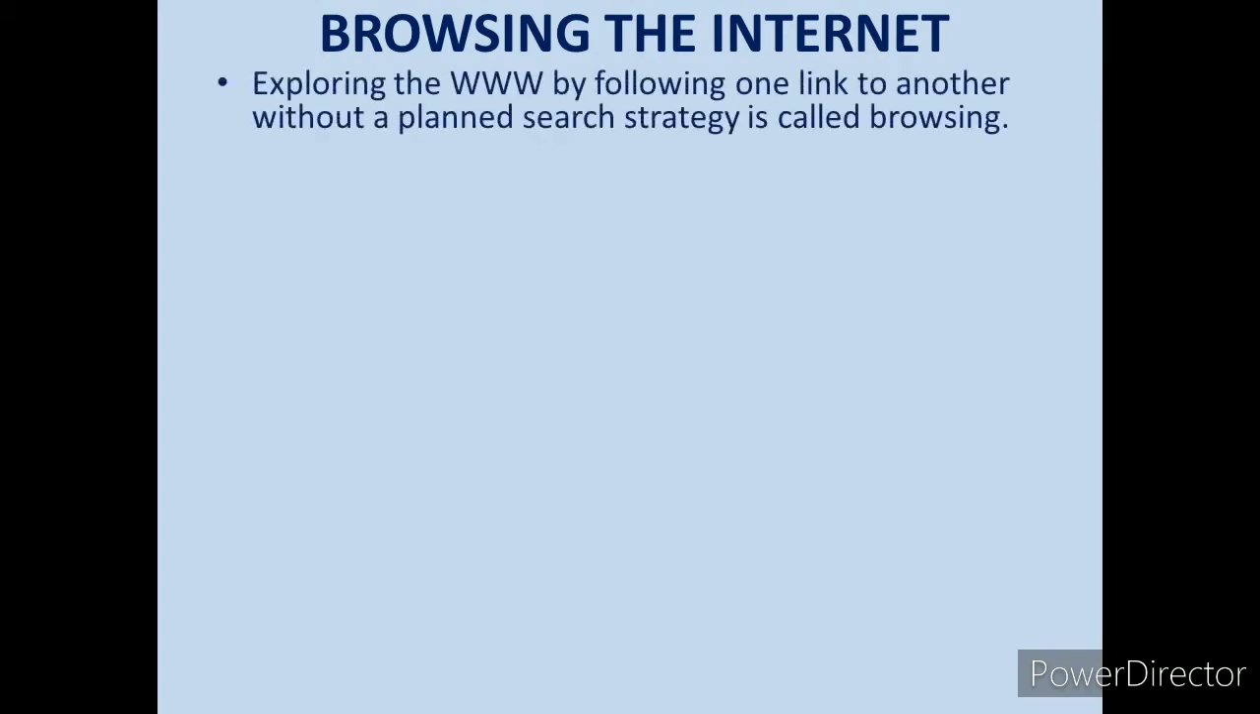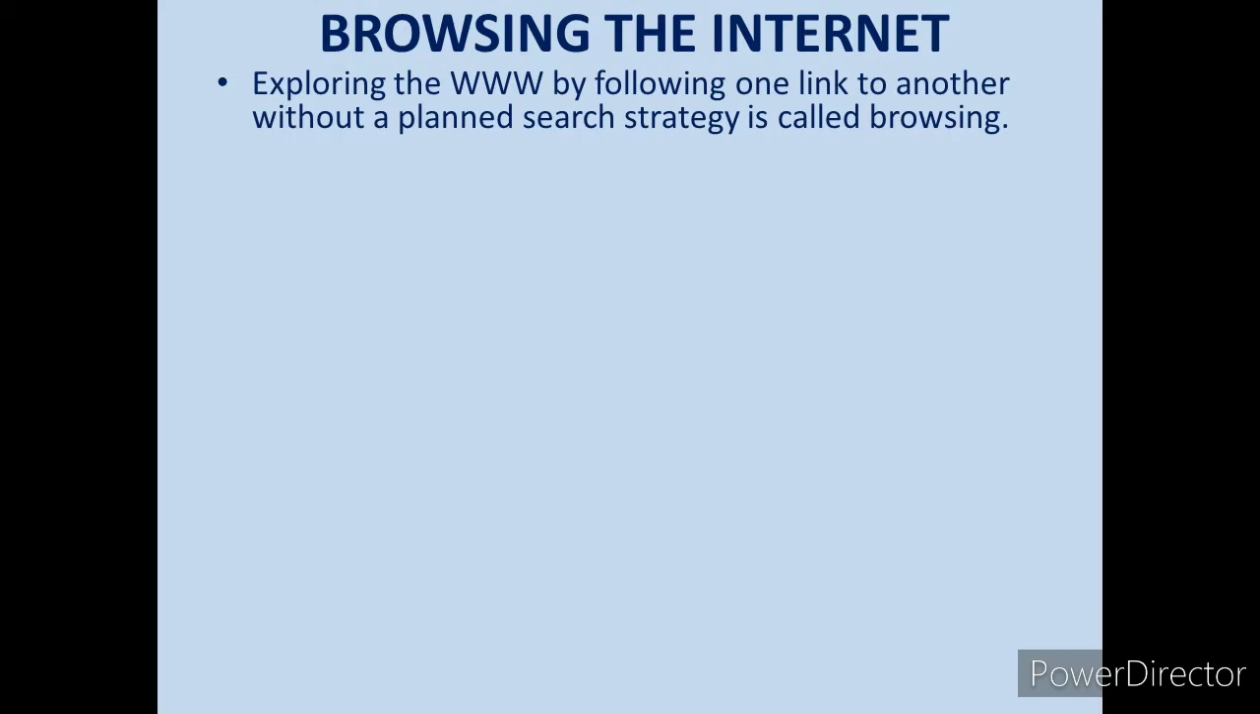Next topic is browsing the internet. What is browsing? Exploring the World Wide Web by following one link to another without a planned strategy is called browsing. Basically the internet is a collection of web pages, that is called www, World Wide Web. If you want to search particular information, you have to search in these web pages, and to follow these web pages, you have to click on particular links.